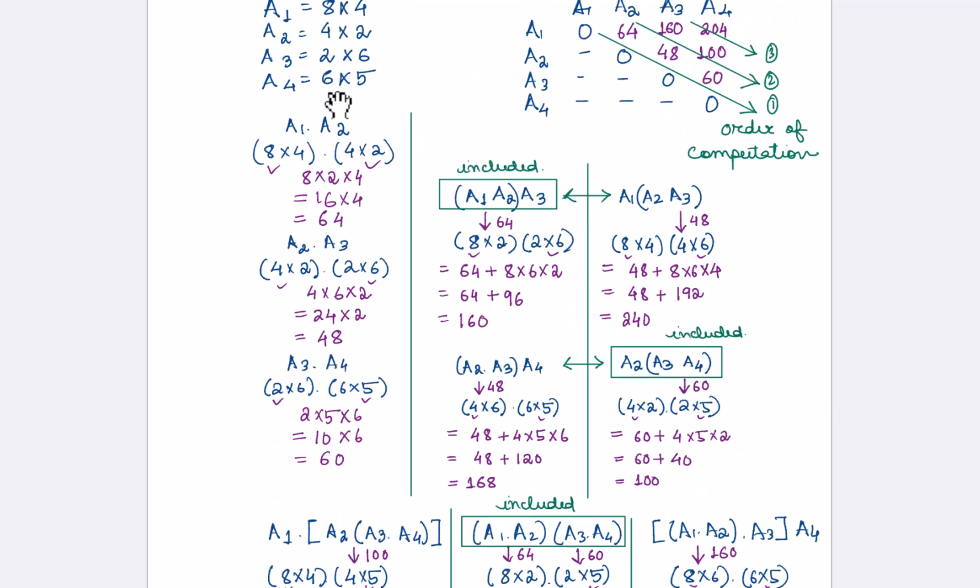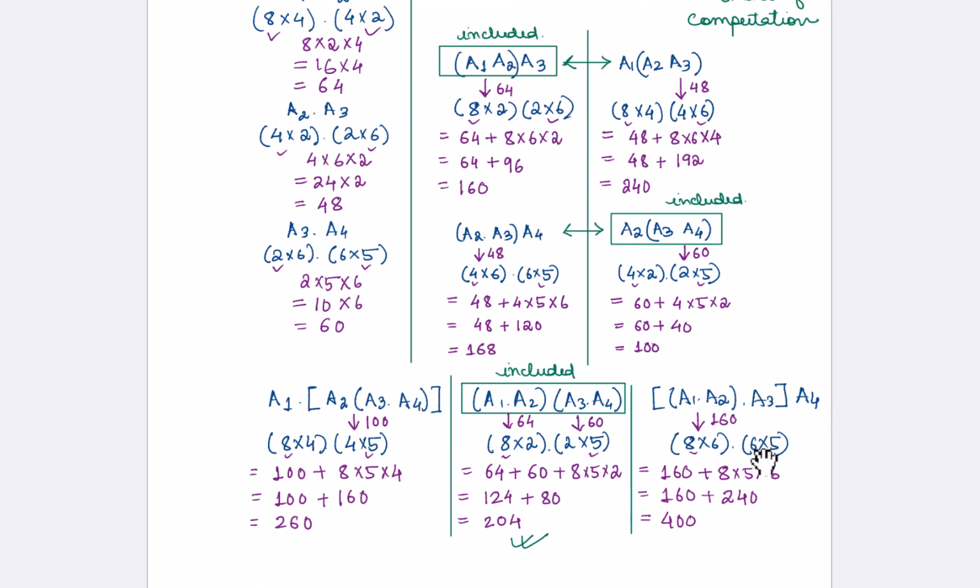A4 dimension is already 6 into 5. So we have 6 into 5 here. Now 8 into 5 into the common value 6. So 8 into 5 into 6 gives you 240. And the earlier calculation of A1 into A2 and the result with A3 is 160. So 160 is already here. So 160 plus 240 will give you 400. Okay. So finally, we have three different results with us: 260, 204, and 400.